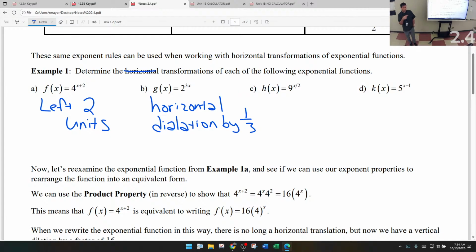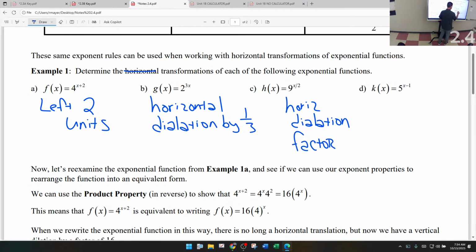So the next one we have x divided by 2. Now we ought to be able to easily see that if that was divided by 2, that's now going to be a horizontal dilation by a factor of 2. Doubled. Horizontal dilation by a factor of 2.